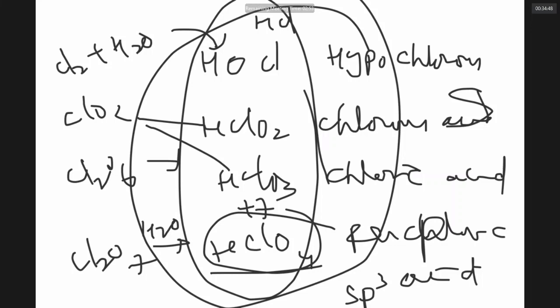Hypochlorous acid HOCl, chlorous acid HClO2, chloric acid HClO3, perchloric acid HClO4. In all these oxyacids, the central atom undergoes sp3 hybridization.